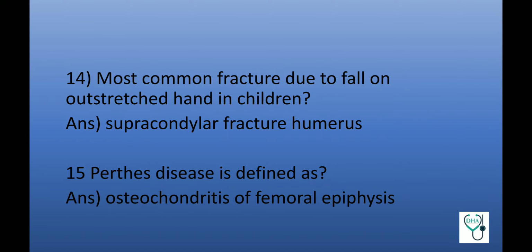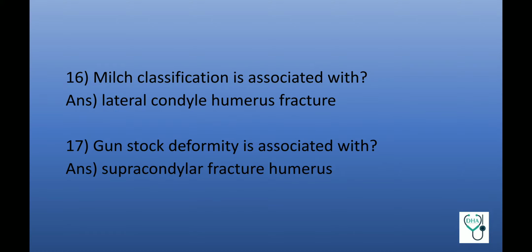Most common fracture due to fall on outstretched hand in children: supracondylar fracture humerus. Perthes disease is defined as osteochondritis of femoral epiphysis. Milch classification is associated with lateral condyle humerus fracture.